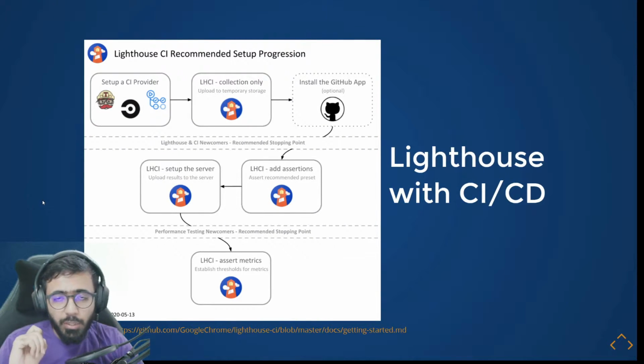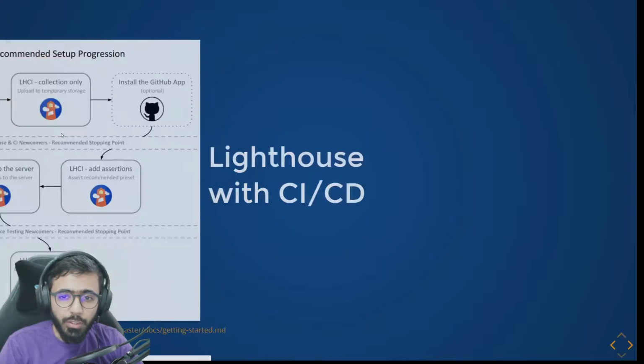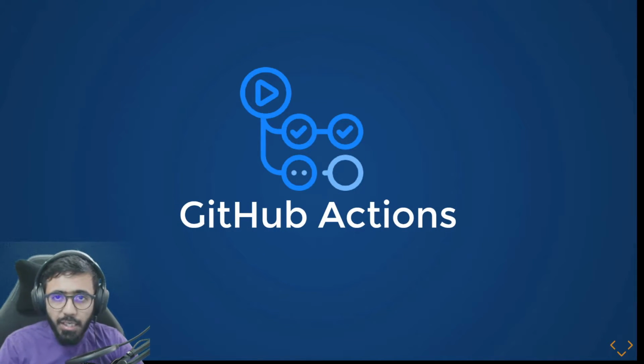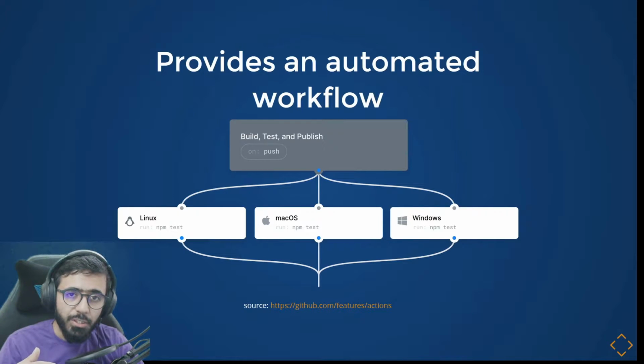And the great thing about Lighthouse CI is that it can be integrated with a bunch of providers, for instance, Travis CI, Circle CI, or GitHub Actions, and we are right now interested in GitHub Actions. So let's do it. The other side of the puzzle is GitHub Actions. What are those? GitHub Actions is a recently released feature by GitHub which provides a really automated workflow.